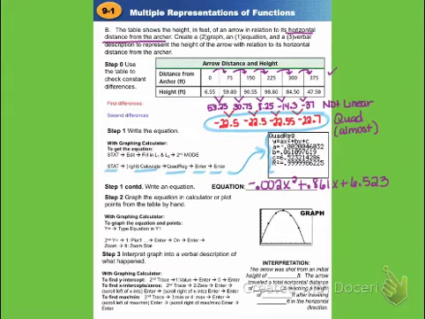And that's a very reliable equation because it's 0.99999 for r squared. And by the way, if that doesn't show up, you need to go to diagnostics and turn them on under the catalog. And so that's a very reliable function.